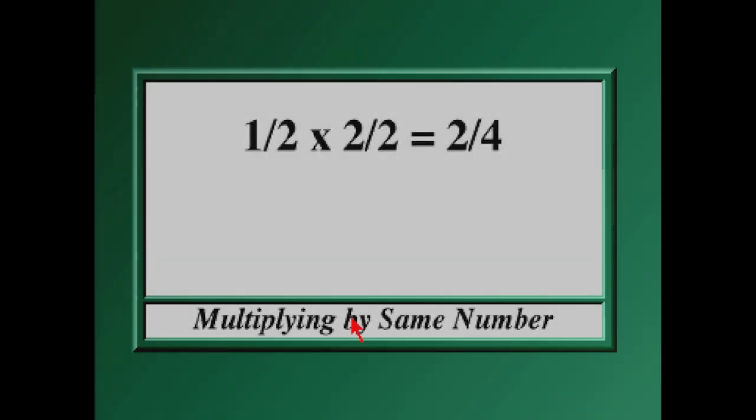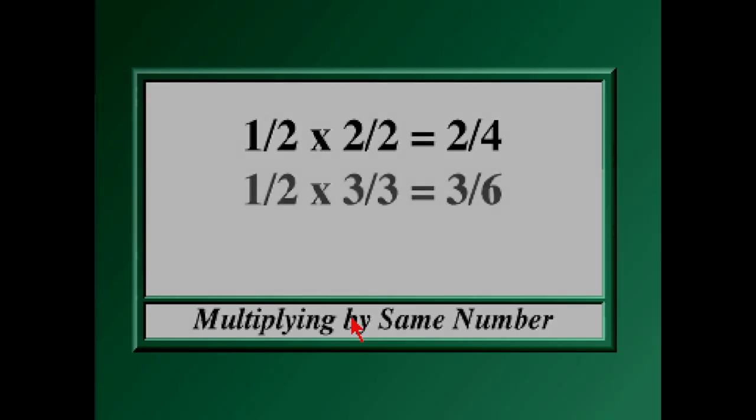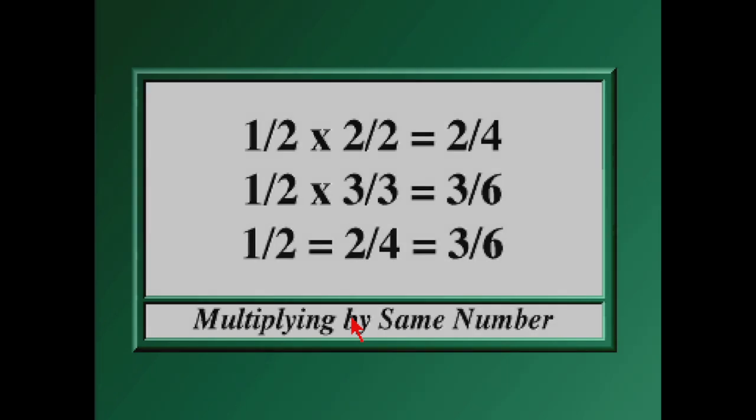In summary, 1/2 times 2 over 2 is 2/4. Therefore, 1/2 is equivalent to 2/4. 1/2 times 3 over 3 is 3/6. Therefore, 1/2 is equivalent to 3/6 and to 2/4.